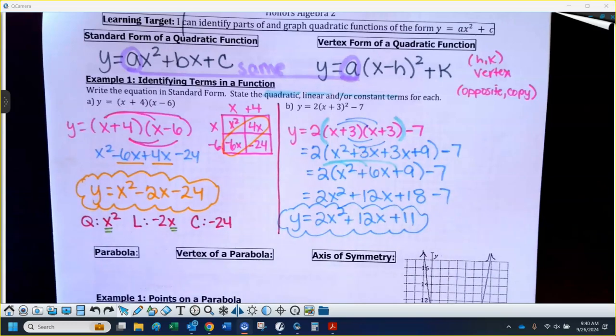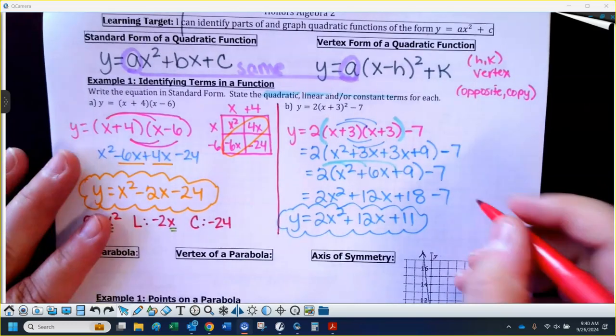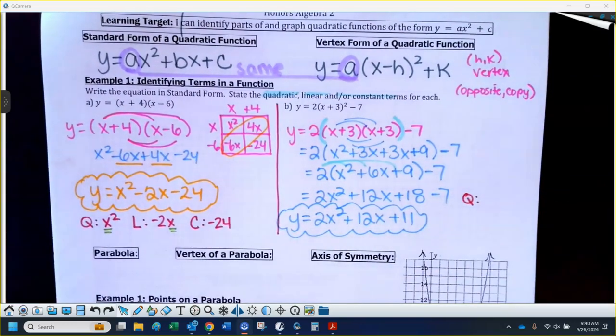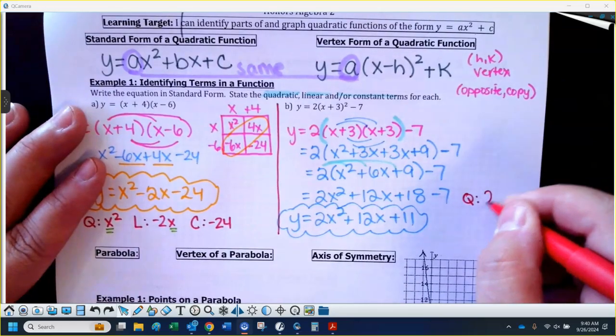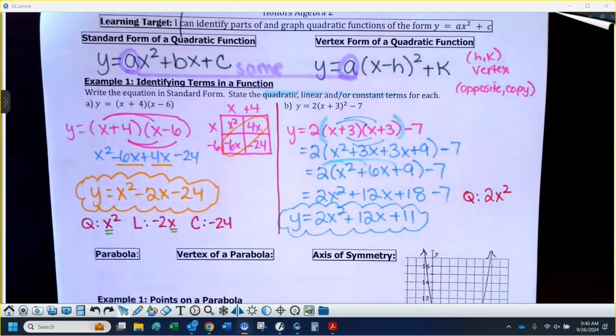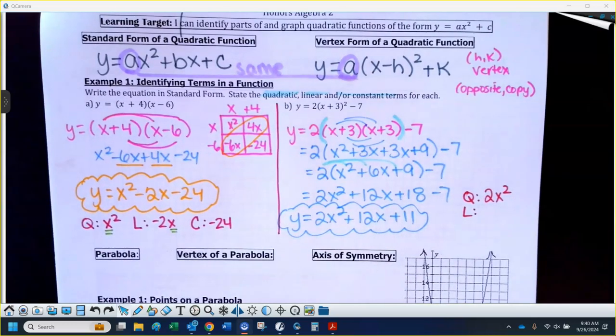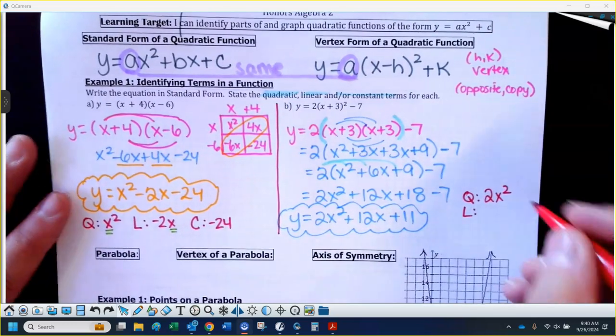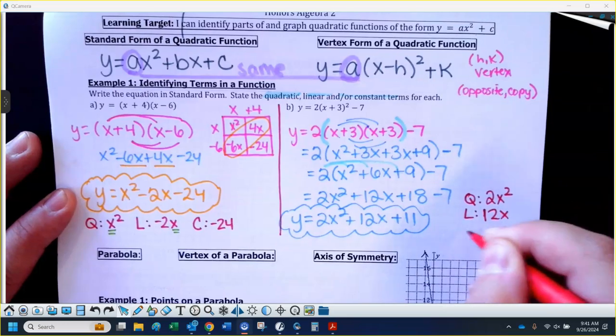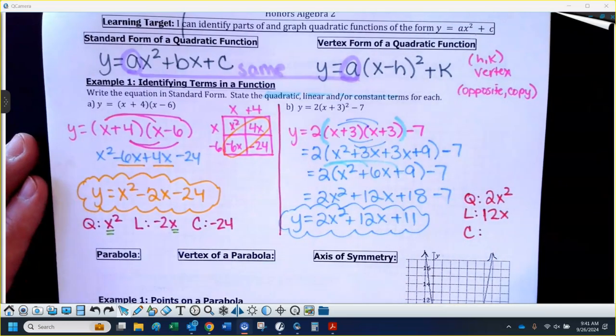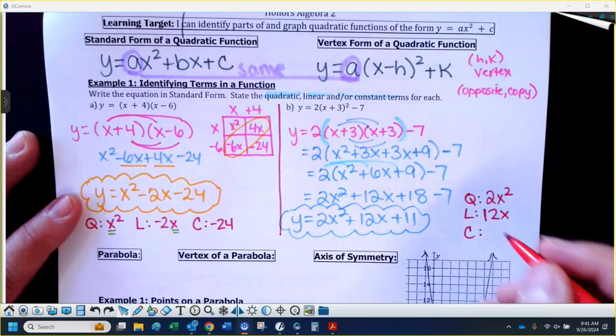All right, so if I asked you, for that example, what would you tell me the quadratic term is? What do you think? 2x squared. It has to be the whole thing. Take the coefficient, the entire term. What would my linear term there be? 12x. And your constant, what's my plain number? 11, right? And that's it.